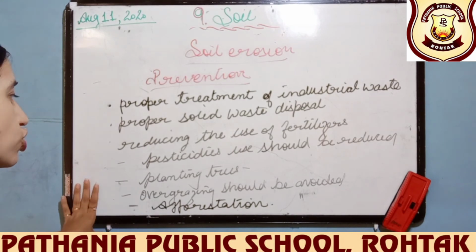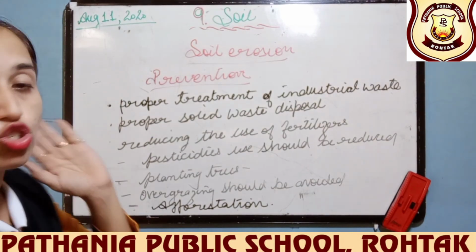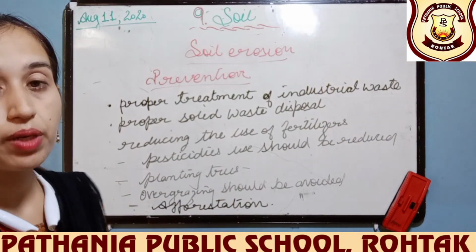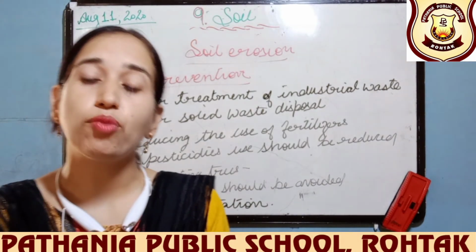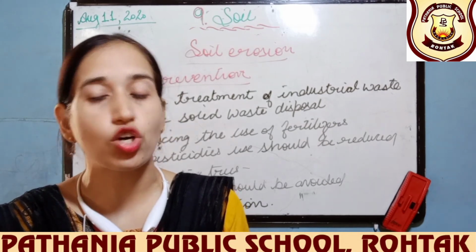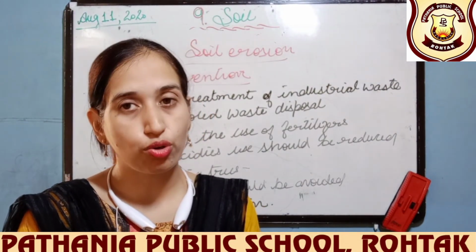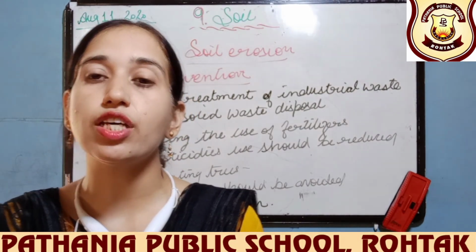Again, we should plant more trees. Overgrazing should be avoided, and afforestation steps should be taken. That means we should plant more trees and grasses, herbs and shrubs. All of that will help to prevent soil erosion. This is all we have done with these few topics.